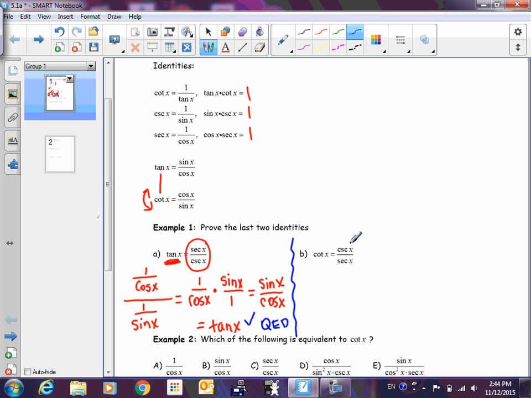Okay, so let's look at B. Here's another identity we're going to have. But we've got to prove it, because we're just going to practice that. So again, start with the more complicated side. It's always easier to start with the more complicated side and work from there. So think about what I did in the previous problem. Do you have an idea of what we could do here? We could replace cosecant x with what? 1 over sine x. So let's do that.